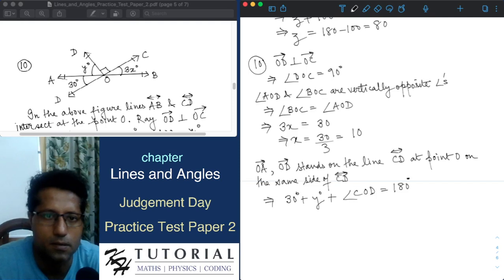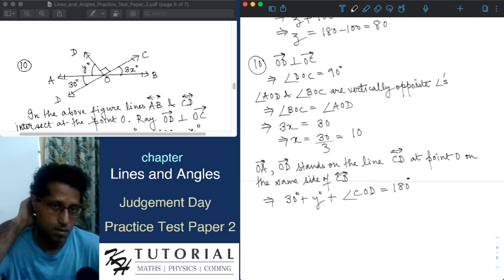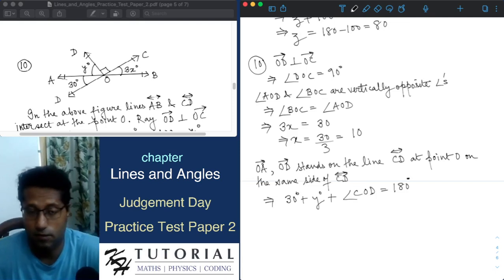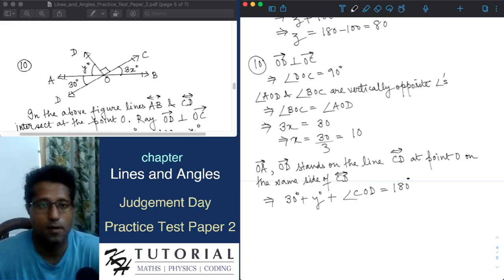AB and CD intersect at the point O. Oh no. There is something wrong in the figure. AB and CD are lines intersecting at the point O is fine, but the fact that OD is perpendicular to OC, that is wrong. That ray OD, D should be something else. I think it should be E.